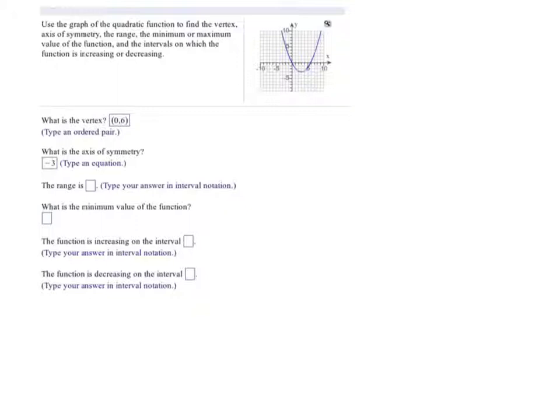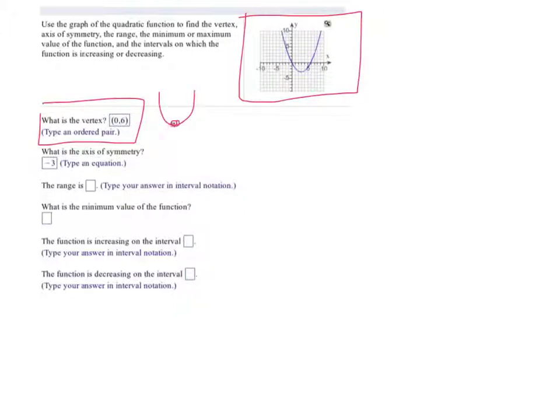Okay, let's go ahead and take a look at the graph of this first. To get started, it looks like we need to pay close attention to what's going on with this graph. First of all, it says, what is the vertex? Well, the vertex of a parabola is either its lowest point or its highest point, depending on whether it's opening up or down. So this parabola that we're looking at, clearly the lowest point is right about there.